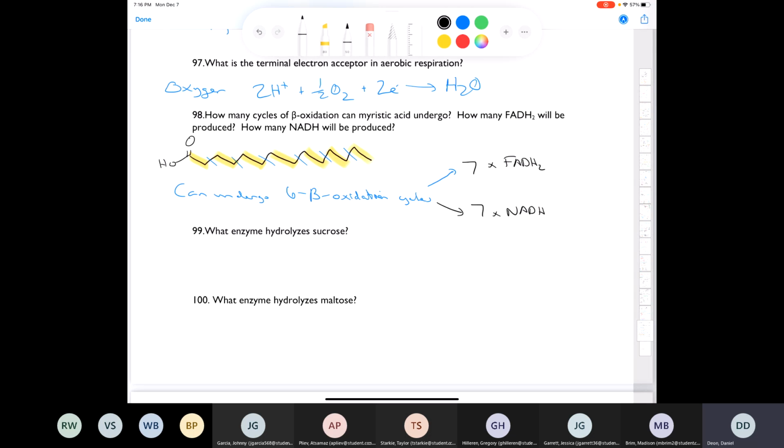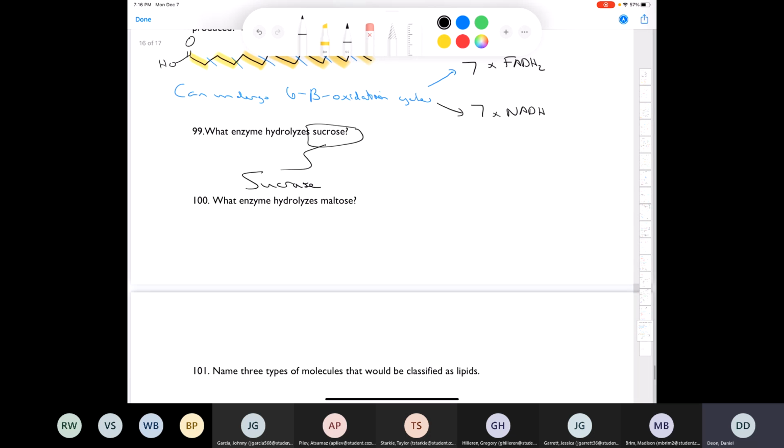What enzyme hydrolyzes sucrose? The answer is sucrase, right? Enzymes usually end in A's. What enzyme hydrolyzes maltose? The answer is maltase.